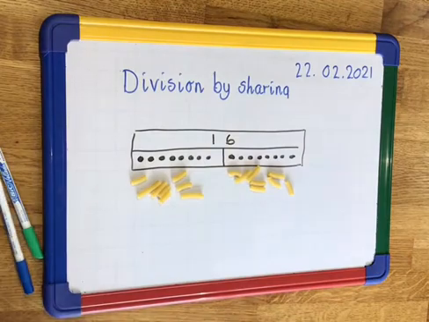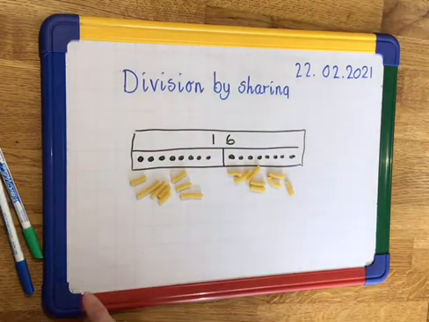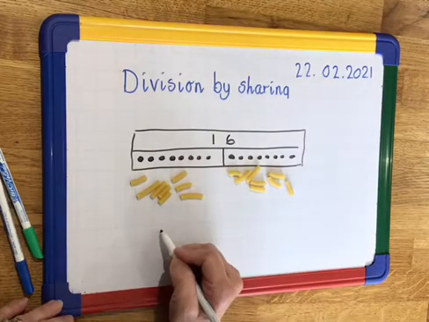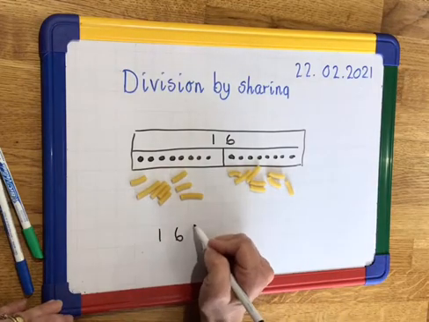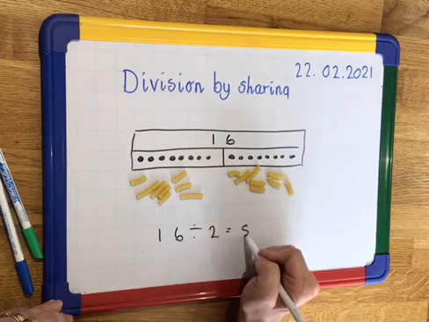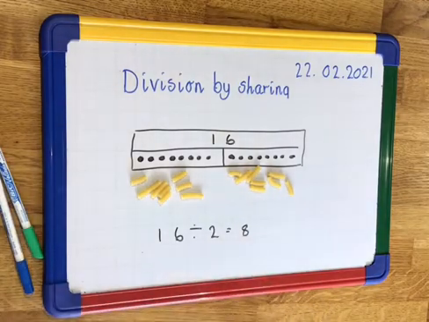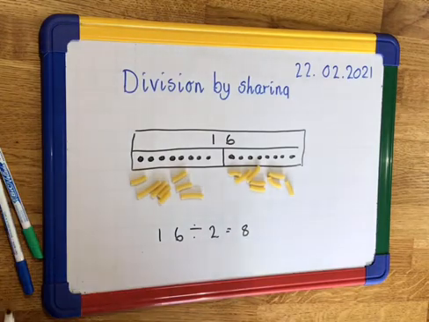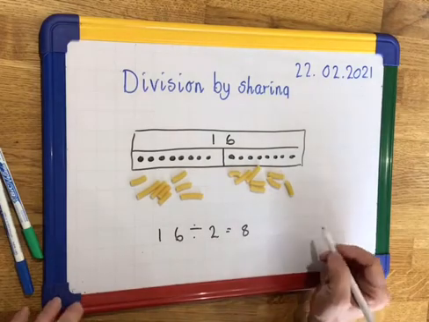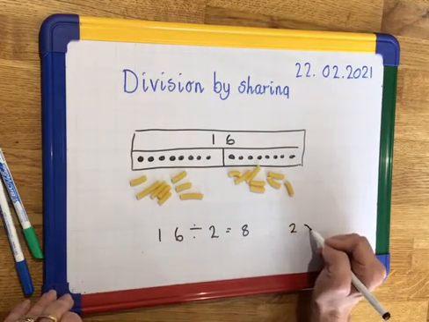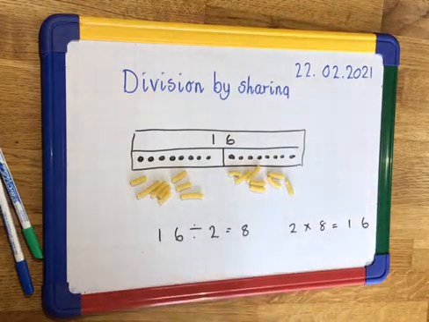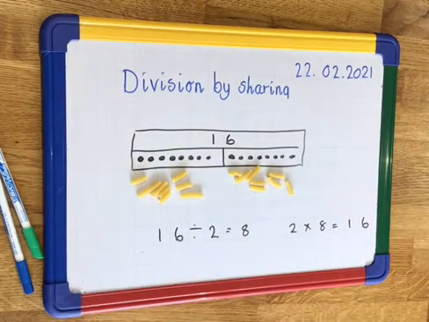So I can say that 16 shared into 2 groups has 8 in each group, or I can write it like this. 16 divided by 2 is 8. Now you'll remember that in our work on multiplication, this would have also shown a multiplication that 2 lots of 8 equals 16. And we'll be looking at that again a little bit later on this week.